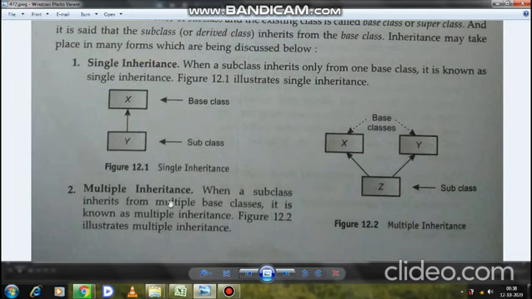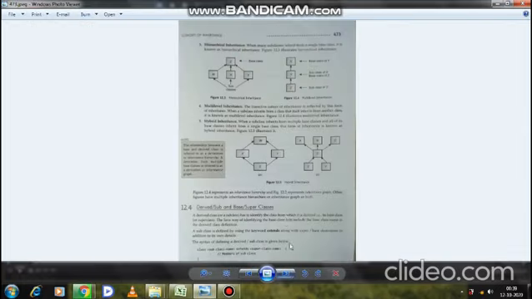Next, multiple inheritance. Multiple inheritance means there are more than one, or multiple, base classes. That is, when a subclass inherits from multiple base classes. This type of thing is known as multiple inheritance.